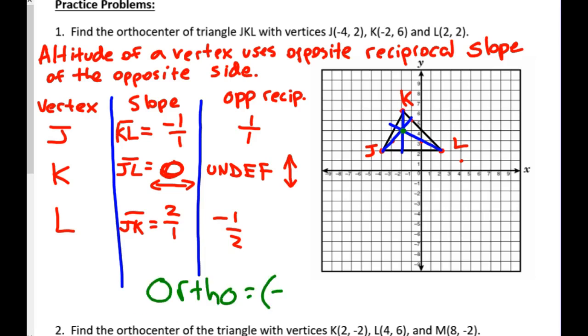Negative 2, 4 is my orthocenter. Could you do that? Don't say no, say yes. Don't be the Eagles. Succeed.